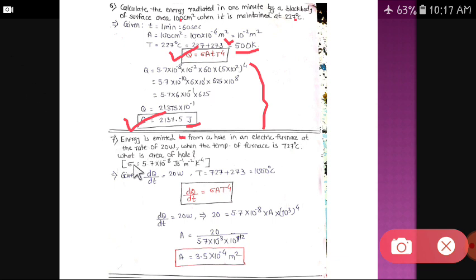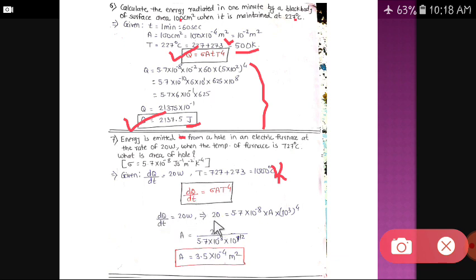So let's see the given things. The constant is given. The rate dq by dt is given as 20. T is 727, and we have to add 273 to convert it into Kelvin. I have written Celsius over there, which is not right; it is Kelvin. So dq by dt is sigma A T raised to 4, and dq by dt is 20.